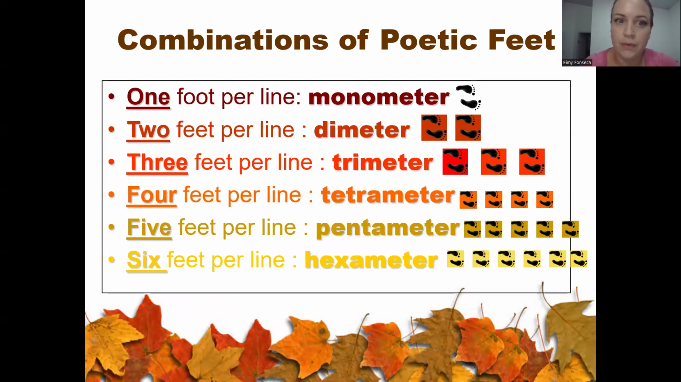Okay, now the combinations of poetic feet have names, right? If in one line you have only one foot, it is called a monometer. If it has 2 feet, it's a dimeter. If it has 3, trimeter, 4 is a tetrameter, and 5 is a pentameter, and so on, right? It depends on how many feet you have in one line.